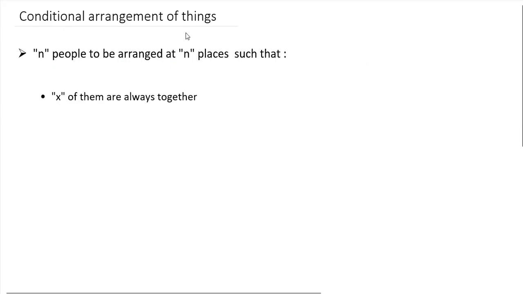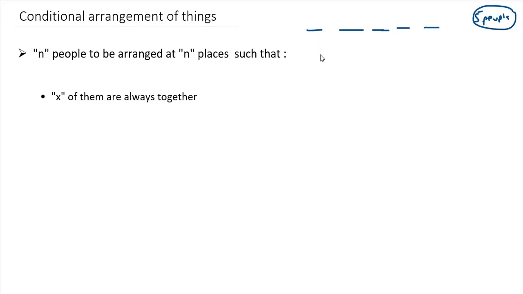So this is about conditional arrangement of things. Now if you want to arrange n people in n places, so there are, let's say, 1, 2, 3, 4, 5 places, and at these 5 places you need to arrange 5 people. So for the first place you have 5 options. You can select any of these 5 people. So one of these 5 people will come and sit here, let's say A. Now out of those 5 people, 1 is gone, so 4 are left. So for the second place you will have only 4 options. Likewise for the third place you will have 3 options. For the fourth place you will have 2 options. And for the last place you will have only 1 option.